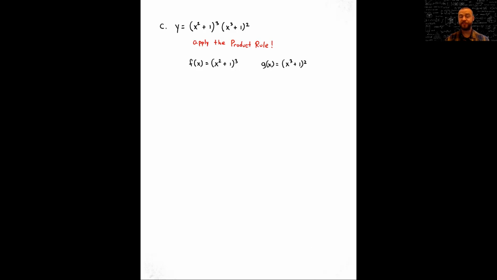What I'd like you to do is differentiate f and g, and you can do that using the general power rule, since our functions here are functions raised to powers. See if you can calculate f prime and g prime using the general power rule. We'll check in about a minute.